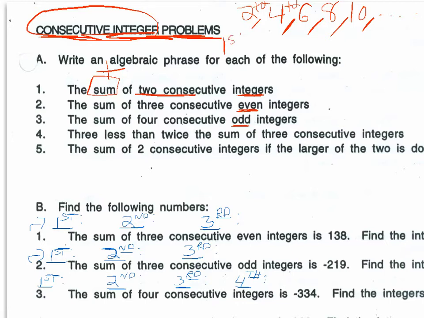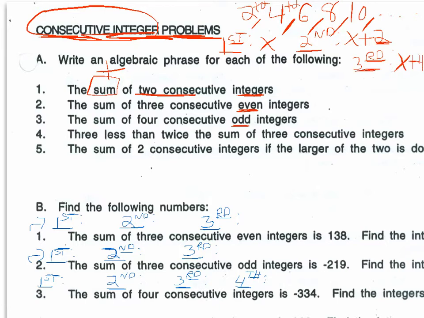So the first integer is still going to be x. But now here's the difference. Since we're going up by 2 to get the next even integer, instead of doing x plus 1, the next integer is x plus 2. And then the third integer, well, if I add 2 to that 2, it's going to be x plus 4.